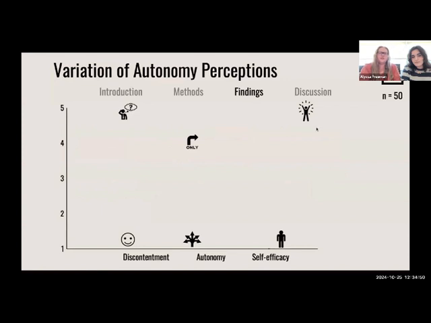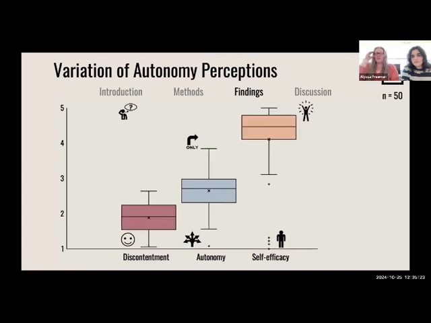To orient you to how we're going to share that survey data, along the x-axis here are the different concepts, and the y-axis is the Likert scale. Each of those icons is to help represent the meaning of that Likert scale. The lower numbers on the discontentment scale indicate more satisfaction or less dissatisfaction. Low numbers on the autonomy scale indicate having more autonomy in their teaching. And low numbers on the self-efficacy scale indicate less confidence with their teaching.